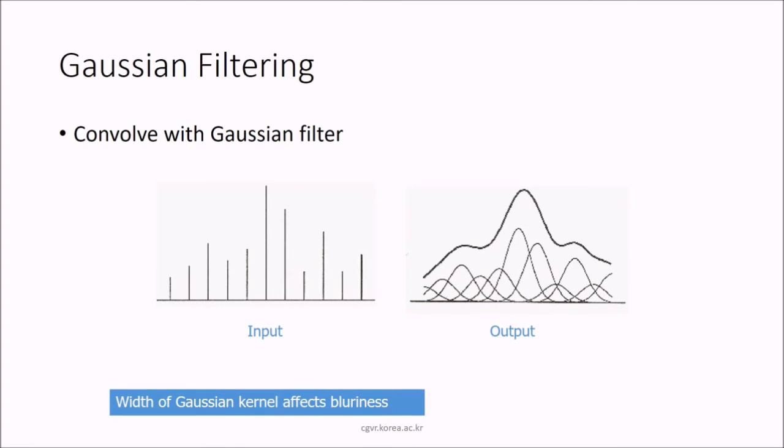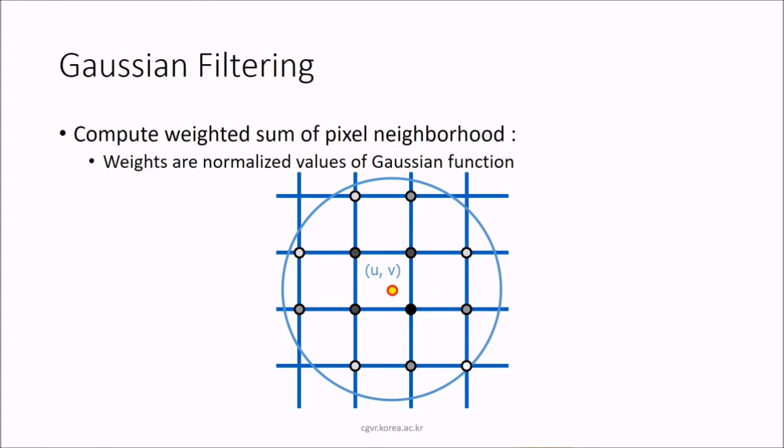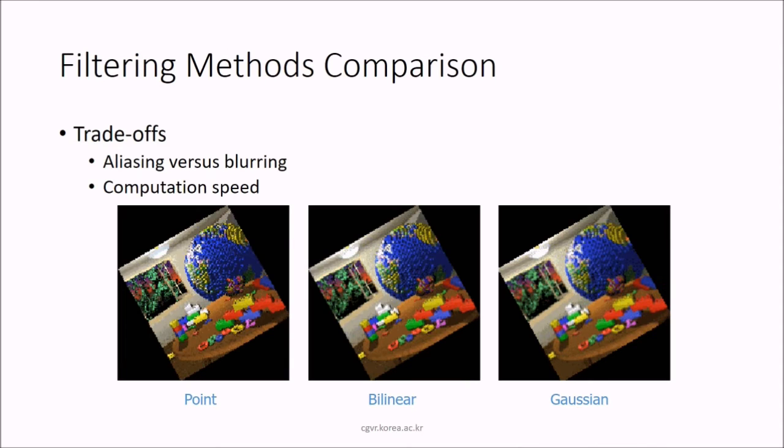Gaussian filtering also we can do. We convolve with the Gaussian filter. You know how a Gaussian filter is. This is a Gaussian filter. The width of the Gaussian kernel affects the blurriness also. So this is how we apply the Gaussian filtering. In this, we compute a weighted sum of the pixel neighborhood. These weights are normalized values of the Gaussian function. So all these values you see, this is the Gaussian filtering output.